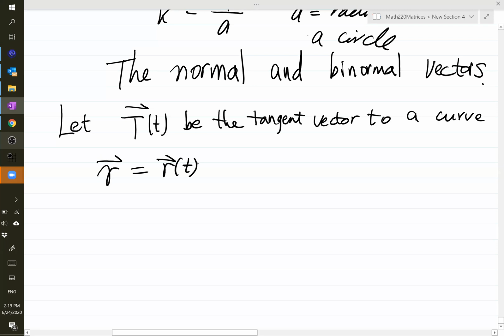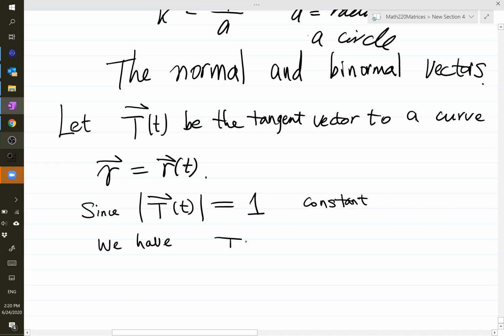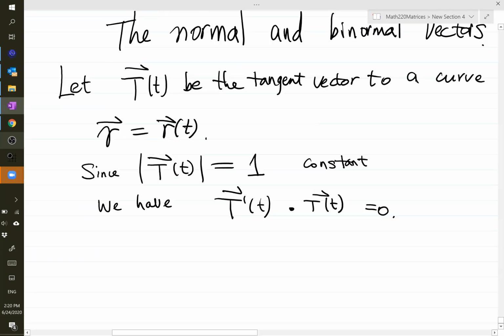Now we already know that since the tangent vector is a unit vector, its norm is constant. For a constant norm vector, its derivative is perpendicular to the vector. So the derivative of the tangent vector is perpendicular to the tangent vector. The normal direction is the direction perpendicular to the tangent direction. Then we define the unit vector as the unit normal vector.